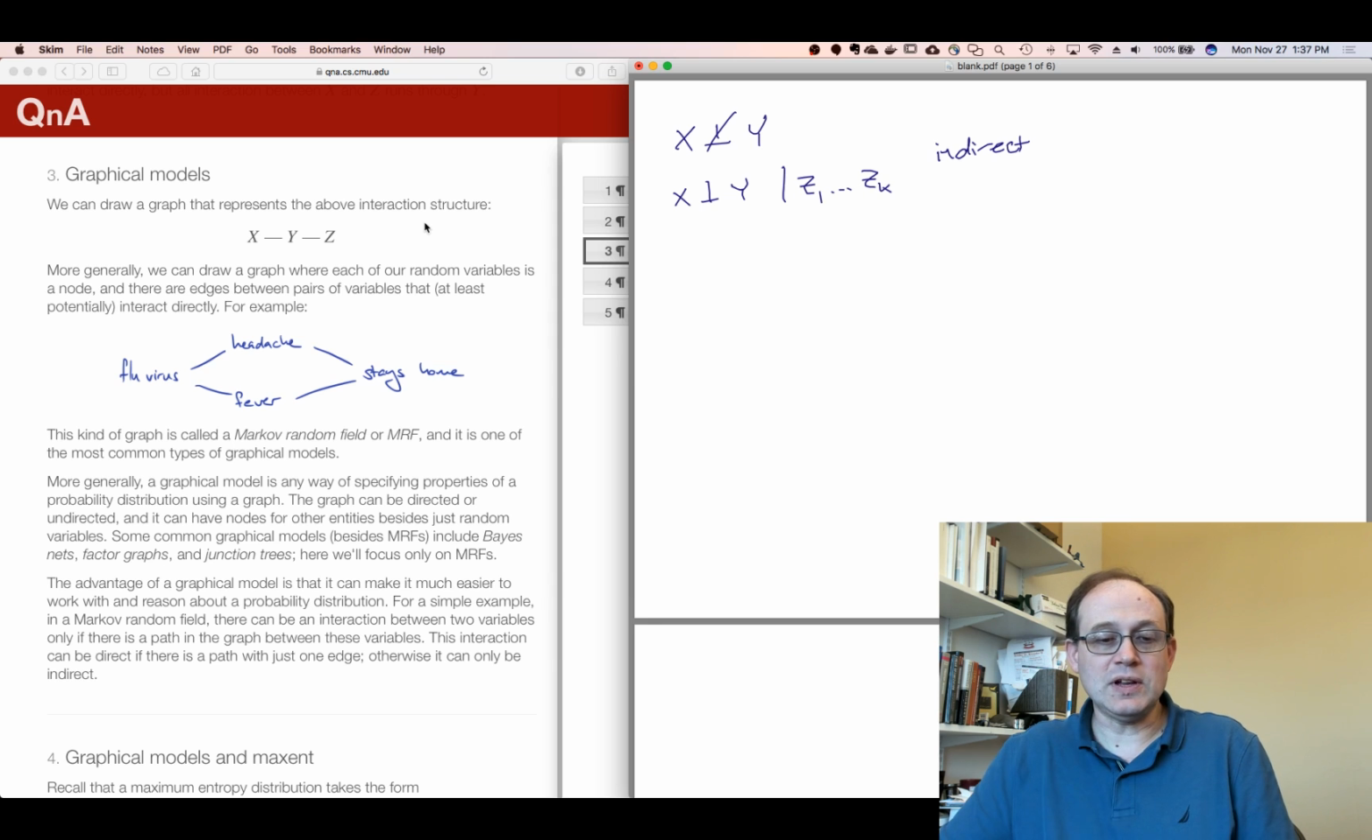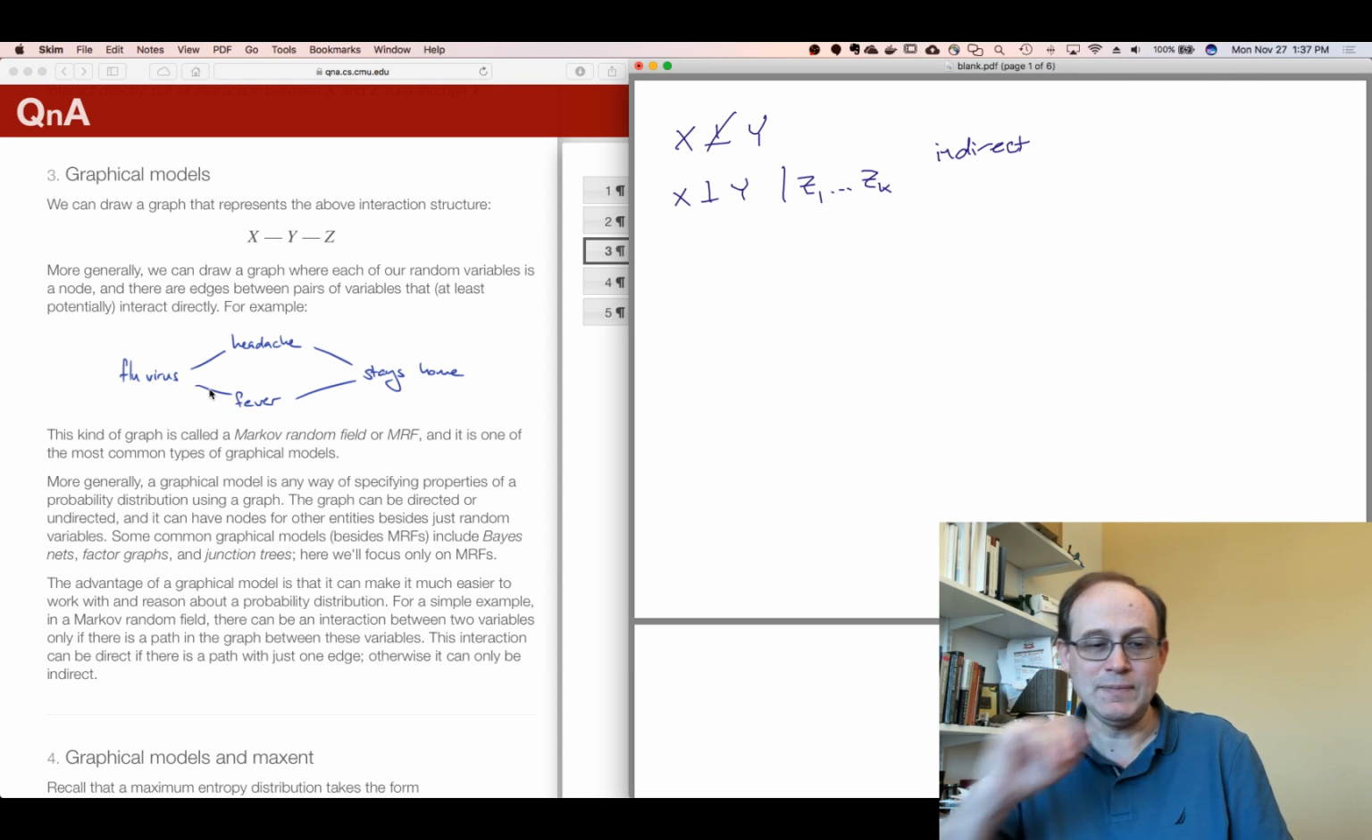But there's no single edge that goes between x and z. So you can make these graphs a lot more complicated. Here's a slightly more complicated example where we've split the flu symptoms into headache and fever. And let's say that that's all of the symptoms of flu, although I know that the real flu has more symptoms than that. But you could say then that the flu virus interacts directly with whether you have a headache. It also interacts directly with whether you have a fever.